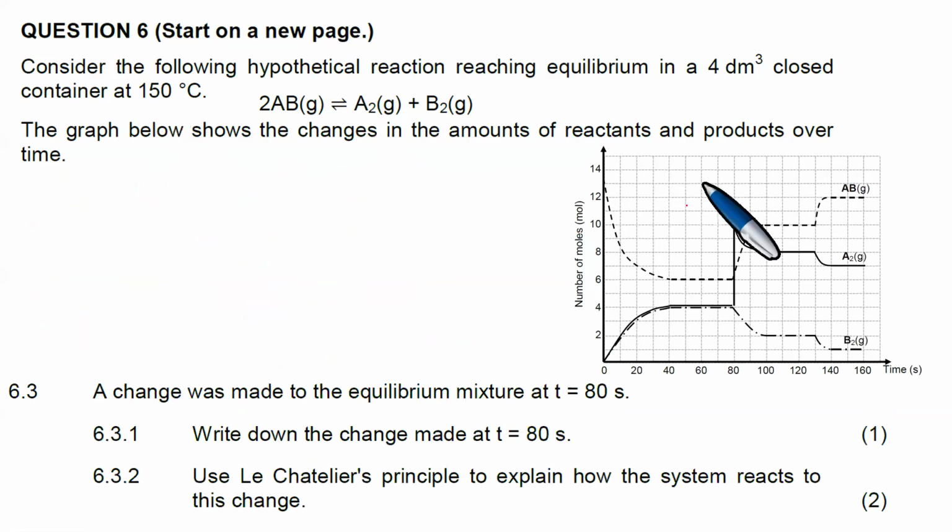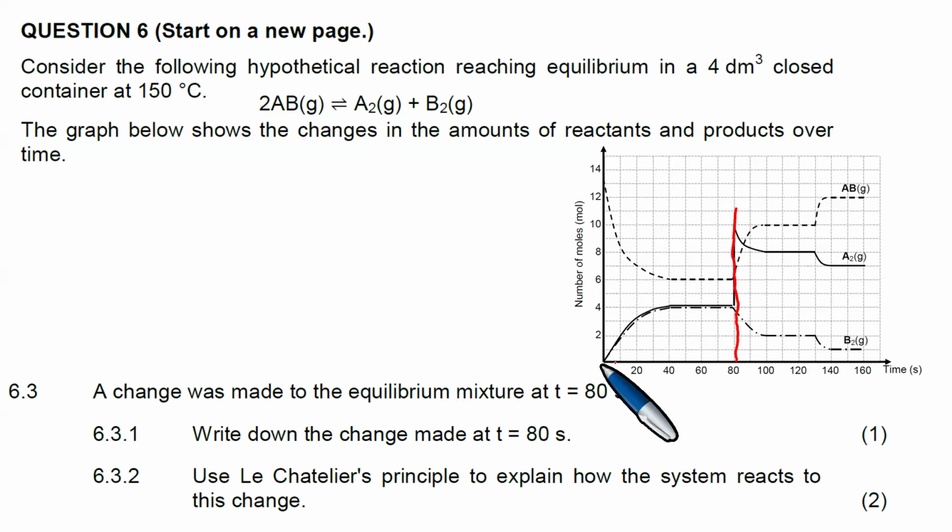Now we have the information above. A change was made to the equilibrium mixture at T equals 80 seconds, so T is time in seconds. At 80, a change was made. Let us see what the examiner is saying. Write down the change made at T equals 80 seconds. What change was made at T equals 80 seconds?